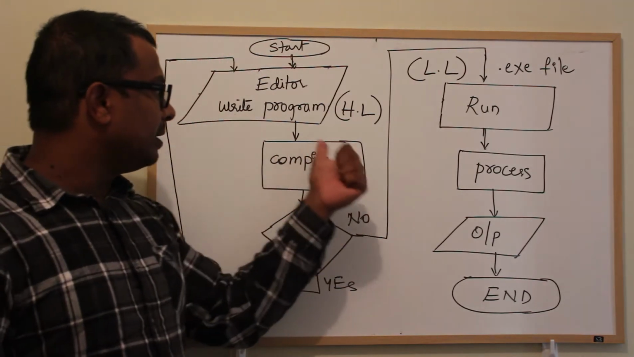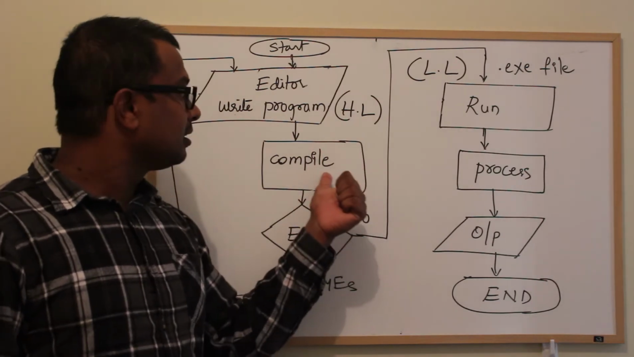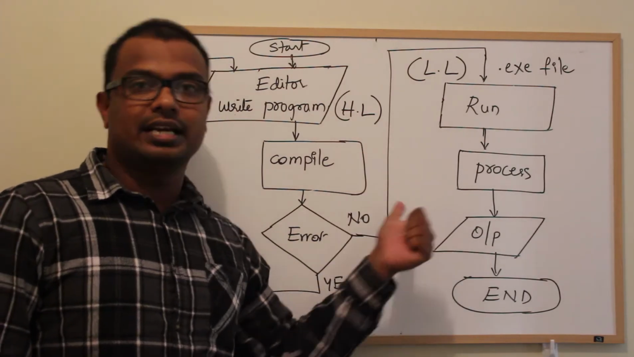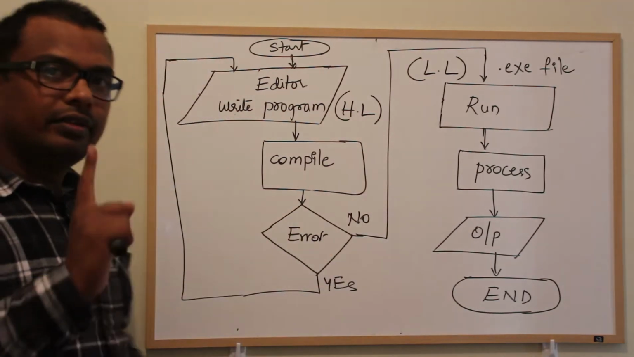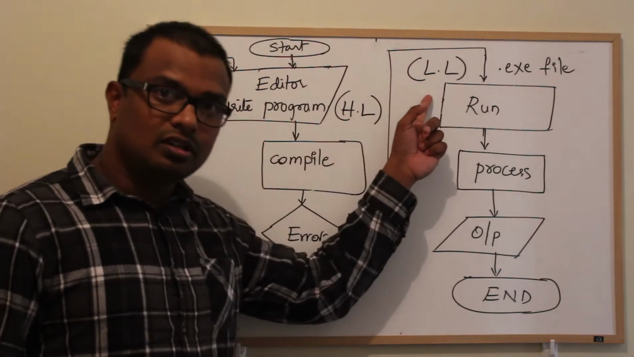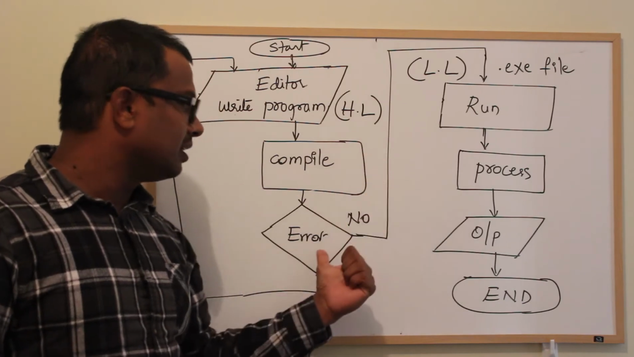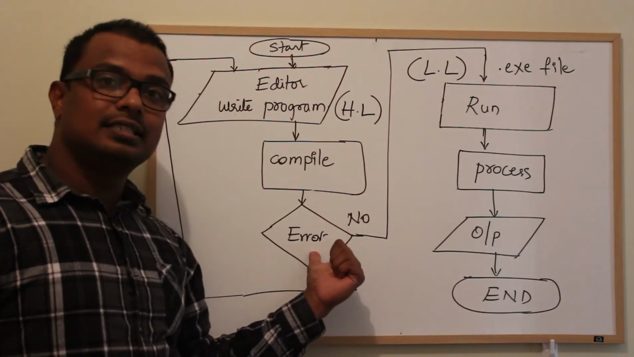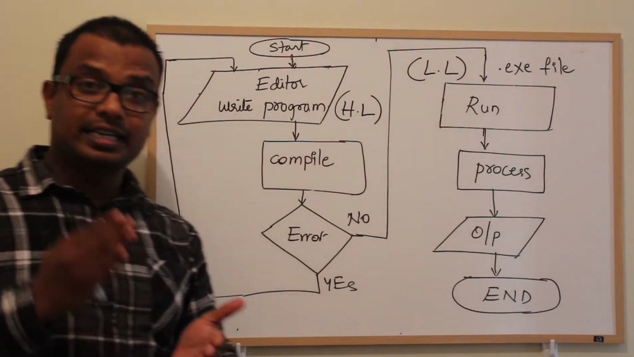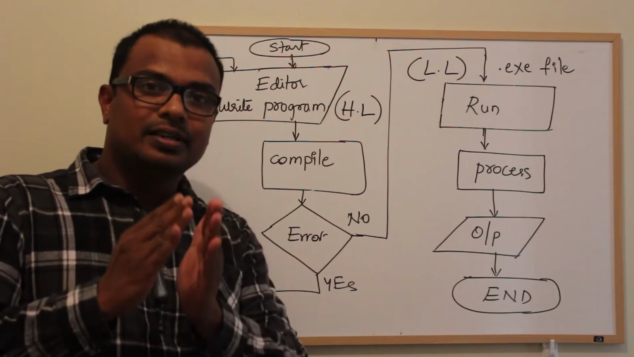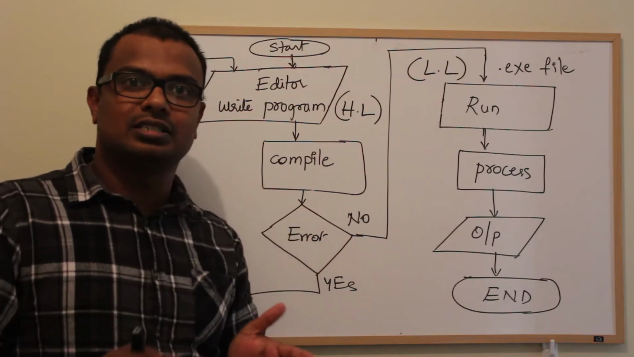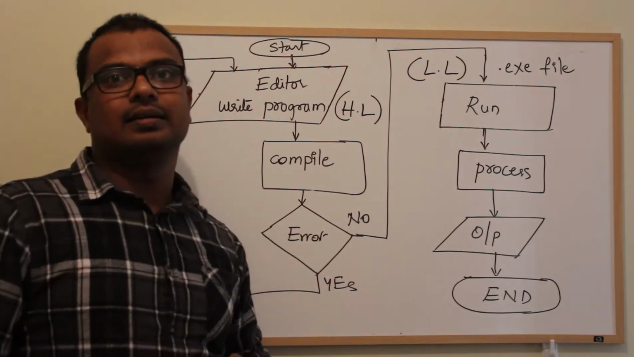So what happens in compilation? Compilation means the process of converting high level language into low level language. Right? A very important step is involved in this. Before converting high level language into low level language, it has to check for any errors in your program. You have written a C program, but it has to check whether the written program is as per syntax or not. Syntax in the sense rules and regulations specified by the C compiler.